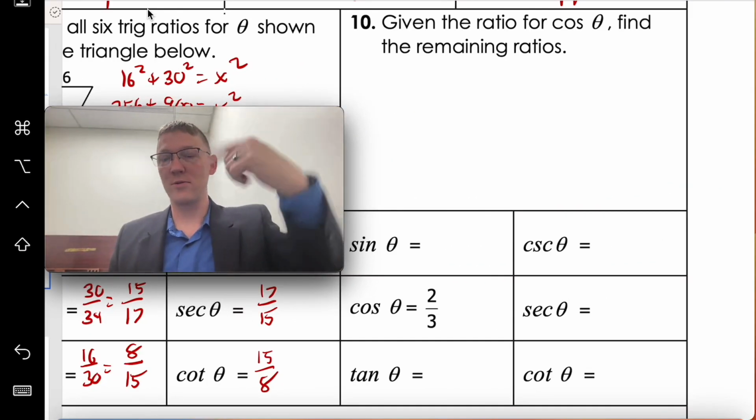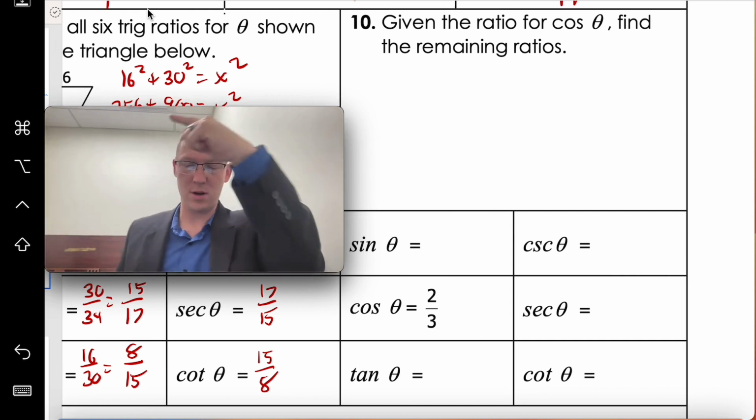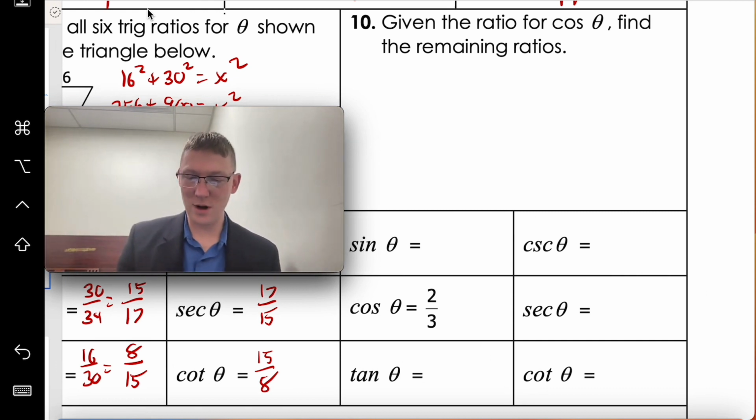Hello, I moved. I'm up here now. Anyway, let's look at number 10.